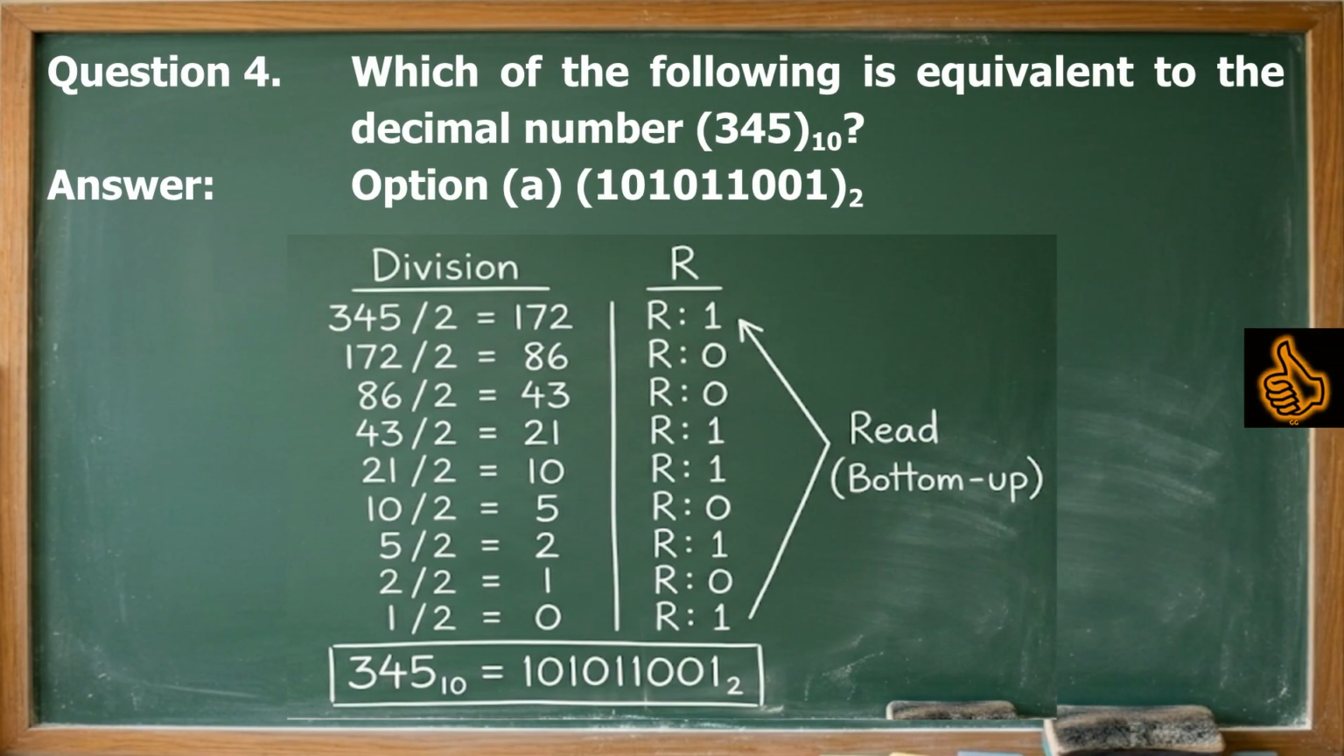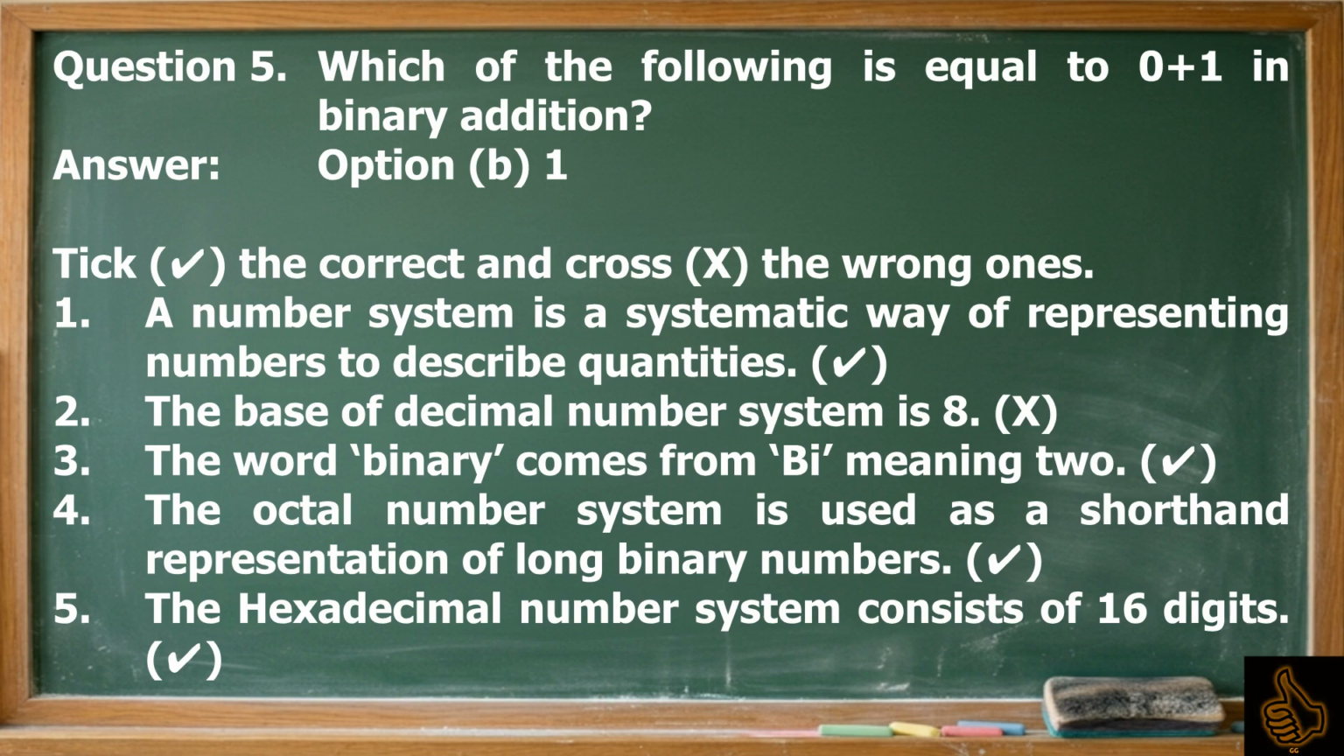Question 4. Which of the following is equivalent to the decimal number 345 base 10? Answer. Option A. 1 0 1 0 1 1 0 0 1 base 2. After repeatedly dividing 345 by 2 and recording the remainder from bottom to top. Question 5. Which of the following is equal to 0 plus 1 in binary addition? Answer. Option B. 1.